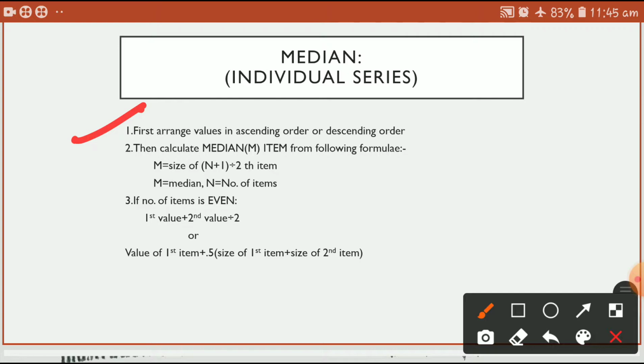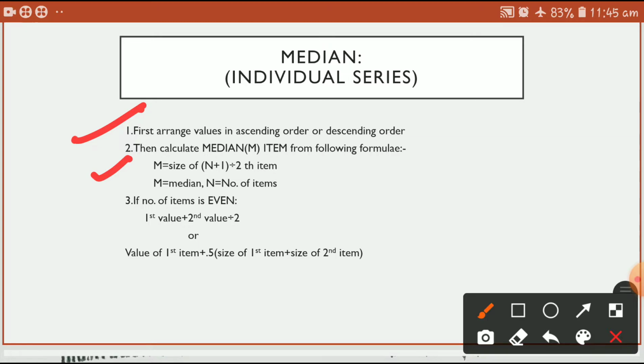In mean we do not do this, but whenever you calculate the median, first of all you have to arrange all the values in either ascending or descending order. After that, you have to apply the following formula, which you can read on the screen here. M is your symbol for median, which is equal to the size of (n plus 1)/2. Now what is n here?